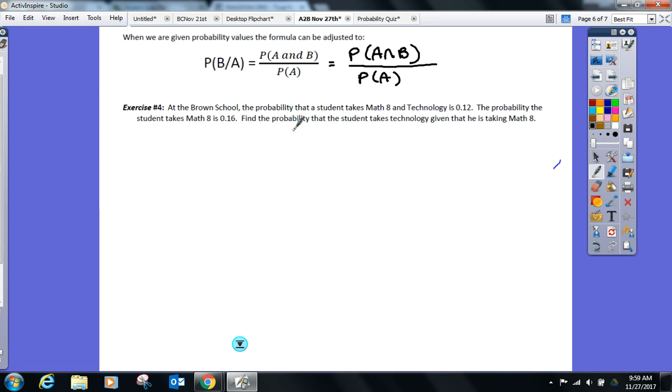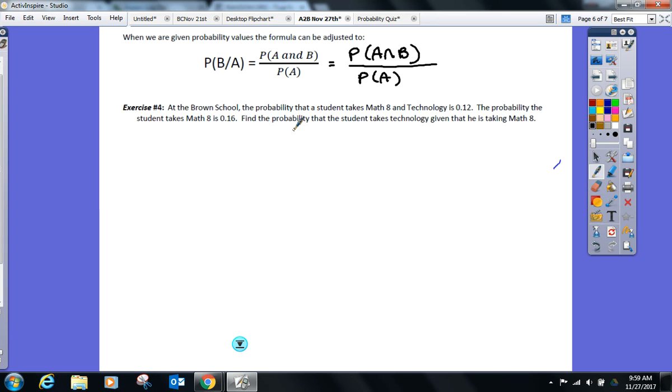Let's go back to the Brown School. Student takes Math 8 and Technology, 0.12. They still offer technology down at the middle school? It's probably been years since I've been in middle school, so I don't know. Still got tech down there? Okay. All right, we're good.